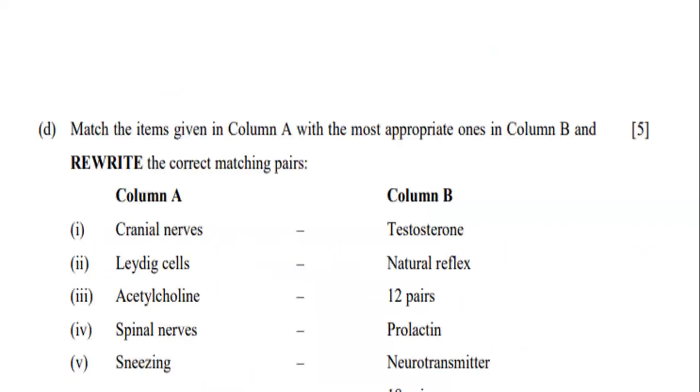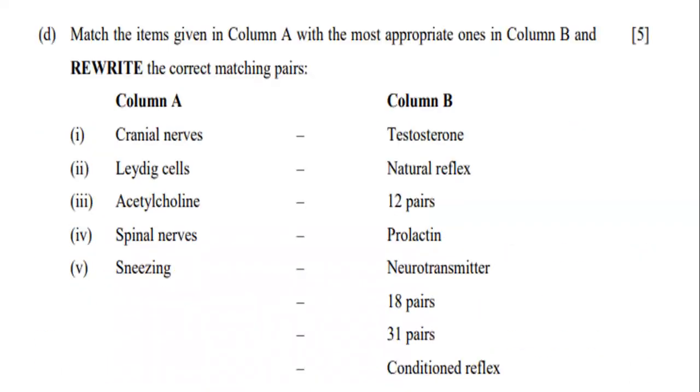Okay, the next is match the items of column A, match the following, and rewrite the correct matching pair. So wherever they have mentioned rewrite, please rewrite, because your letters, alphabets may not be proper. Here they have not mentioned any alphabet in column B, so you cannot write 1A, 2B, 3C, 4A, because there are no letters. So cranial nerves, the correct answer will be 12 pairs.